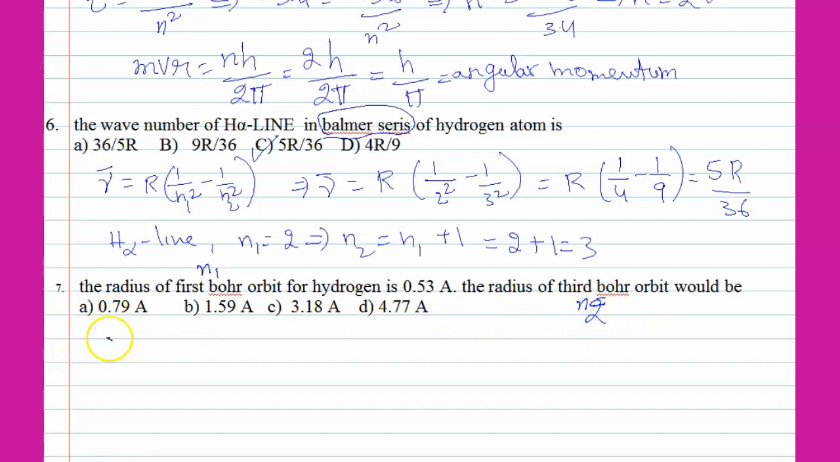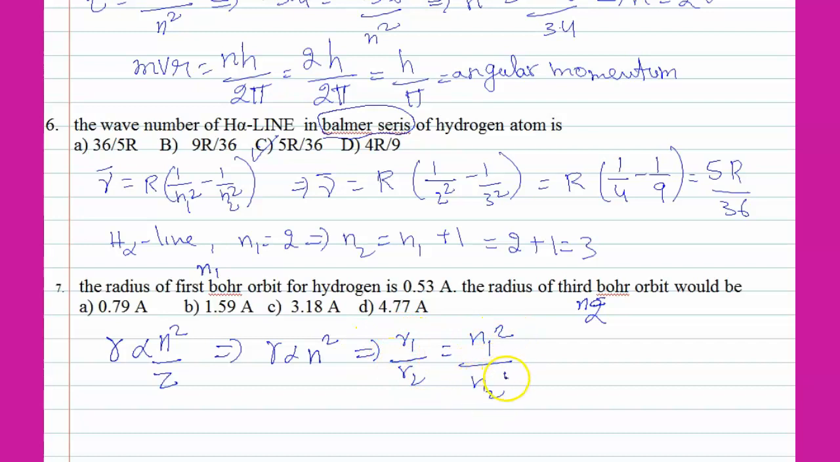So actually, what is the relation? R proportional to n square by Z. Both are hydrogen atoms only, so we need not take Z. So R proportional to n square. That means R1 by R2 equal to n1 square by n2 square. So students, we need R2 only now. R2 equal to R1 by n1 square into n2 square.